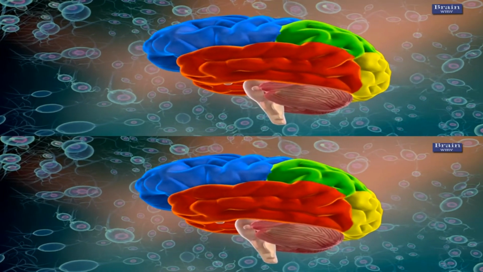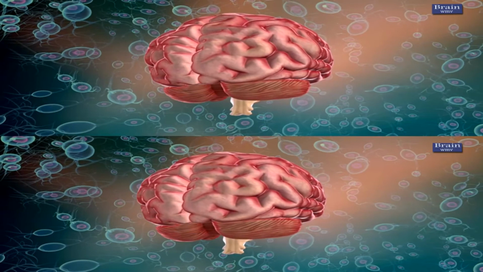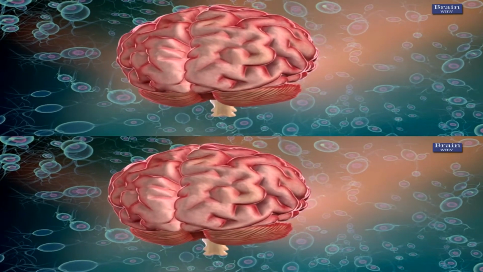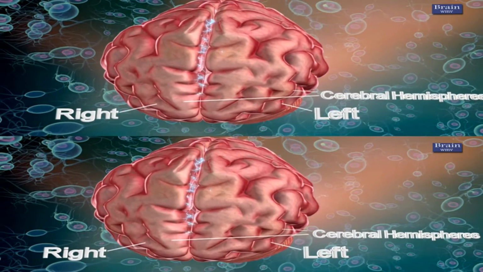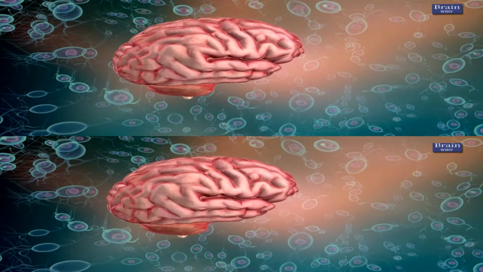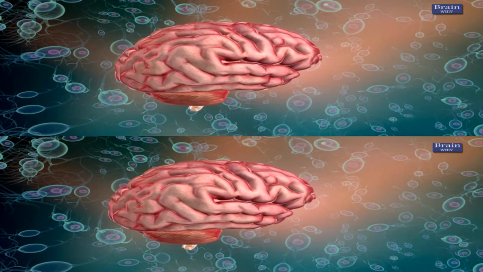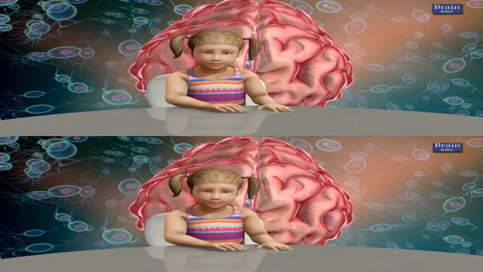The most interesting aspect of the cerebrum is that the right hemisphere controls the functions of the left side of the body, and the left hemisphere controls the functions of the right side of the body. It contains centers for thinking and intelligence.